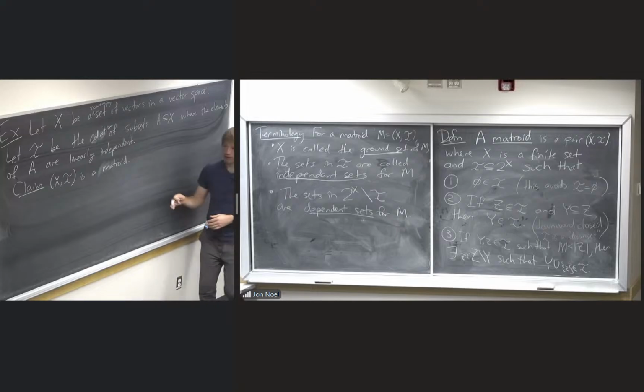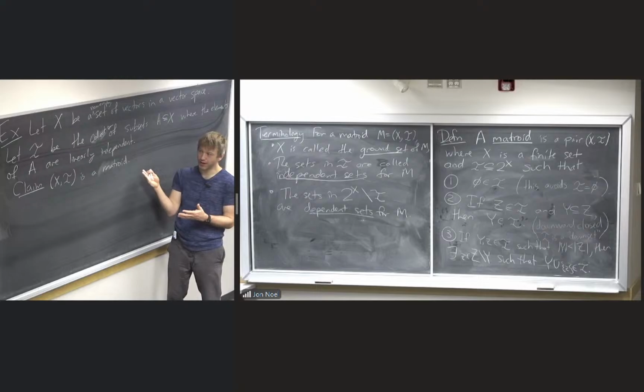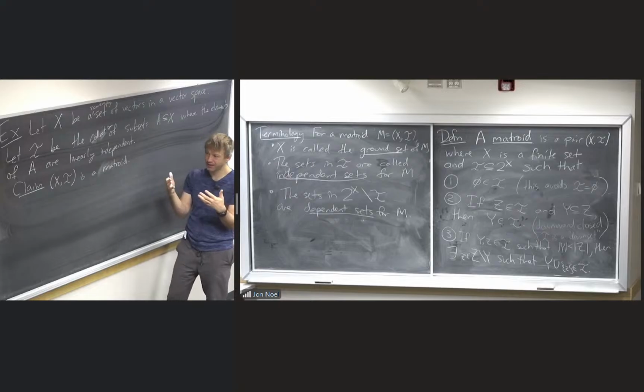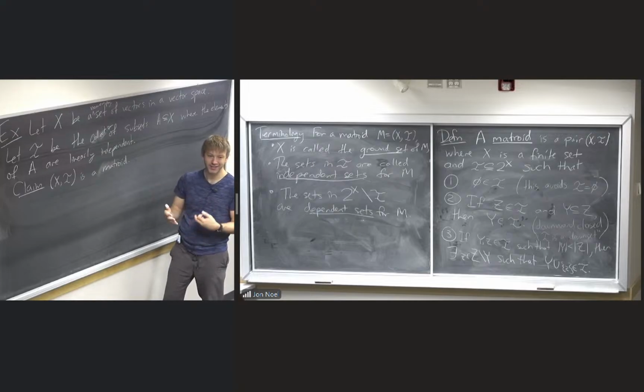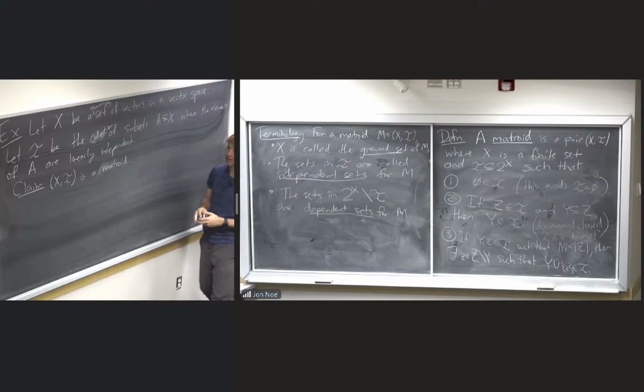Okay, so I want to show that this is a matroid, but first of all, I think this example explains why we use the word independent, because you should think of an independent set of a matroid as being like a set of linearly independent vectors. Although when we move past this example to other examples, it's not exactly the same thing, but it's a generalization of that concept.